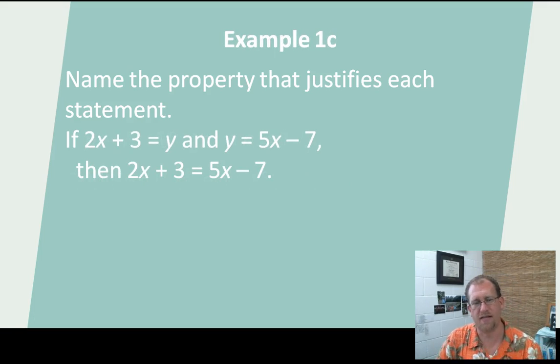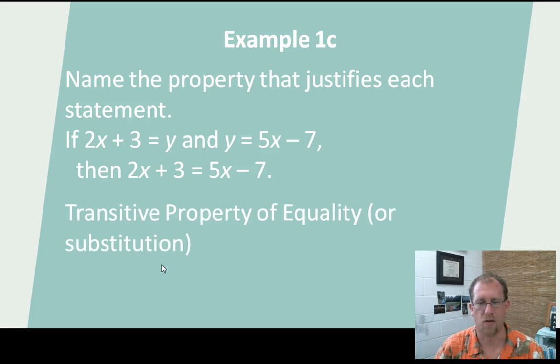Name the property that justifies this. 2x plus 3 equals y, and y is 5x minus 7. Then you could set those two statements equal to each other. 2x plus 3 equals 5x minus 7. Wait, what did you do? Why did you do that? Well, this is equal to y, and y is equal to this. So if a equals b and b equals c, then a can equal c. Okay, what is that again? That's the transitive property of equality. Okay, you could also call it the substitution property. Usually, both terms are equally fine.